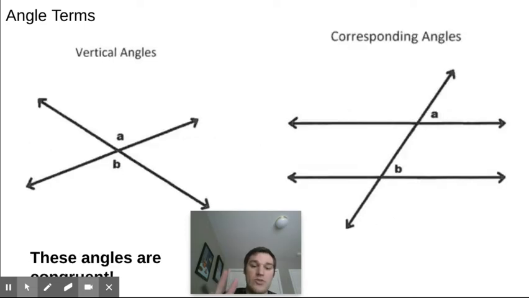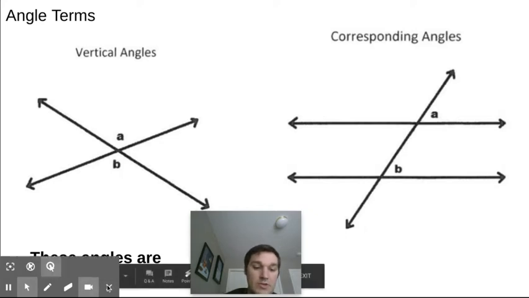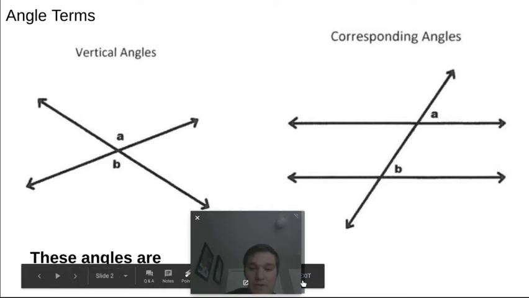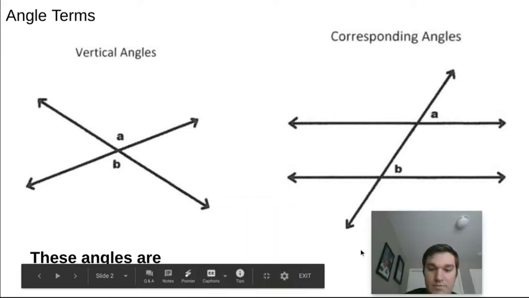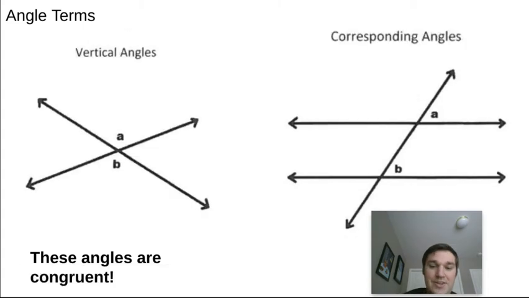Now, two other terms very important to know are these vertical angles here. How do I get that to go away? Disappear. There we go. Go away. Get out of here. There we go.